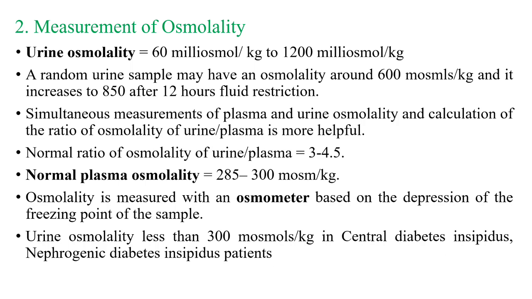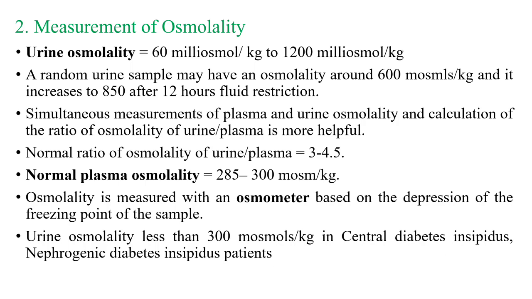So how do we measure the osmolality? Measurement of osmolality: urine osmolality is 60 milliosmoles per kg to 1200 milliosmoles per kg. A random urine sample may have osmolality around 600 milliosmoles per kg, and it increases to 850 after 12 hours of fluid restriction.